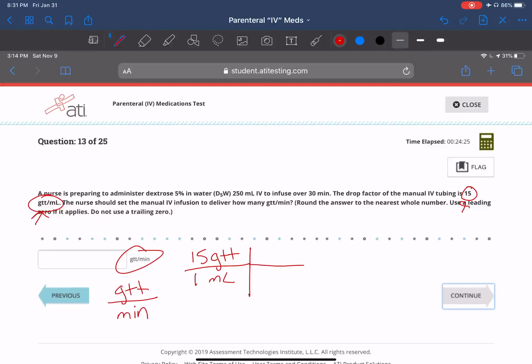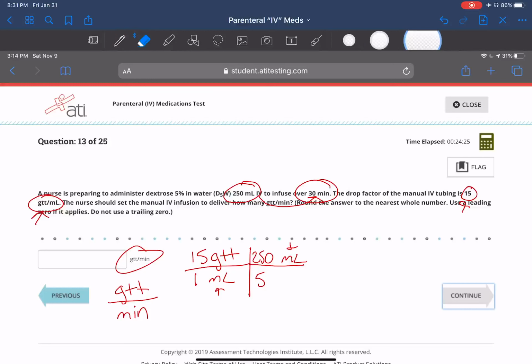Now let's get converting. So now let's find the other ml. Since we have an ml right here, we need an ml right here. The other ml in the problem is right here with 250. What is that 250 connected to? It says to infuse over 30 minutes. So that's going to be the bottom part of the fraction.